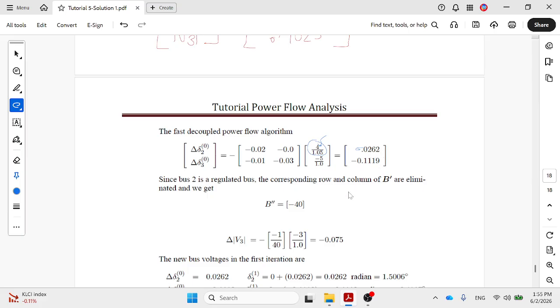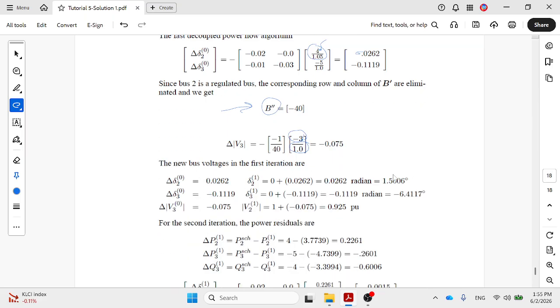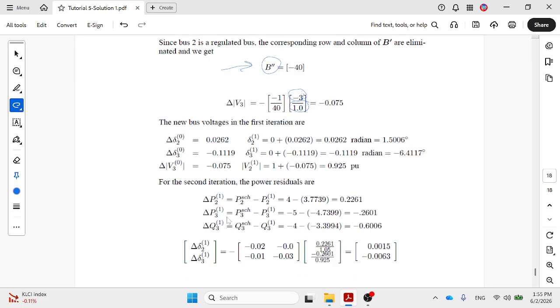0.0262, and the other one is given. In the case of the PV bus, you can see B double prime, only minus 40 is needed. So delta V3 is minus 1 over 40. What is this minus 3? Minus 3 is the P, and then this is the voltage value given here. So with simple iteration, without lots of calculation, very easily you reach this value. You can see these values are close.